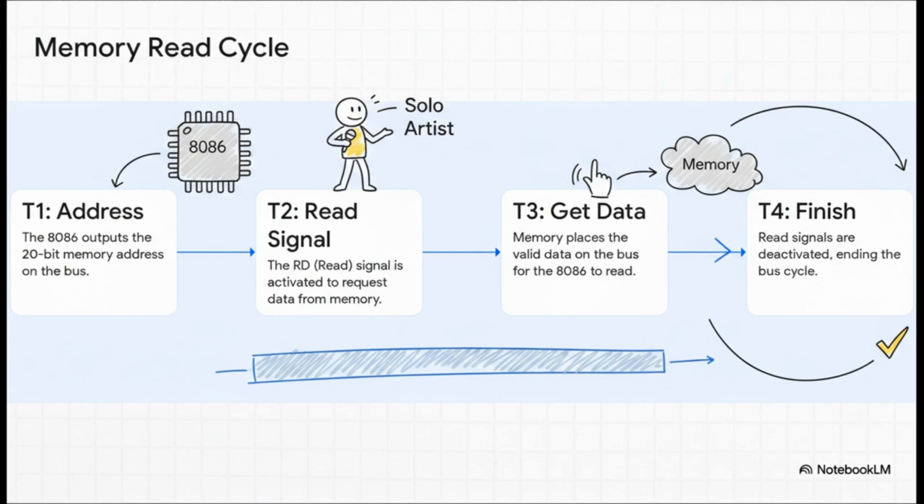So, in minimum mode, our little solo artist handles this whole four-step dance all by itself. In the first clock cycle, T1, it puts the memory address out there. Then, in T2, it sends out the read signal, basically asking, "Hey memory, can I have the data?" In T3, it grabs the data that memory puts on the bus. And finally, in T4, it cleans everything up and ends the cycle. Step by step, all on its own.